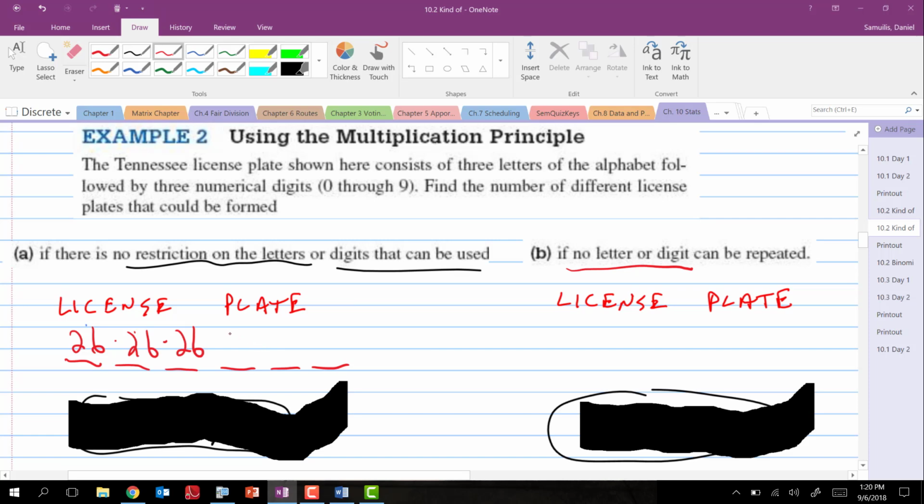And then how many digits are there? 10. And if you didn't know that, 0 is the first digit. Count it with your fingers. 0, 1, 2, 3, 4, 5, 6, 7, 8, 9. That's 10 digits, not 9. That's a common mistake that we get for that.